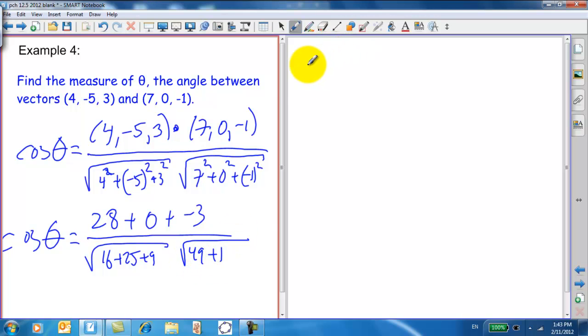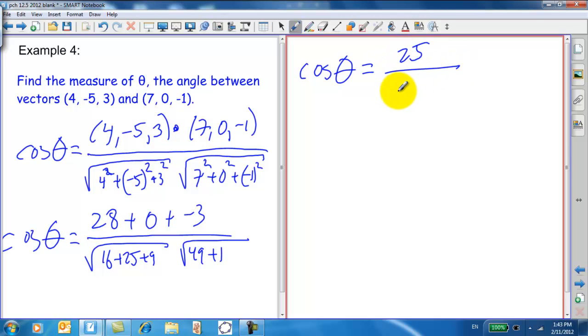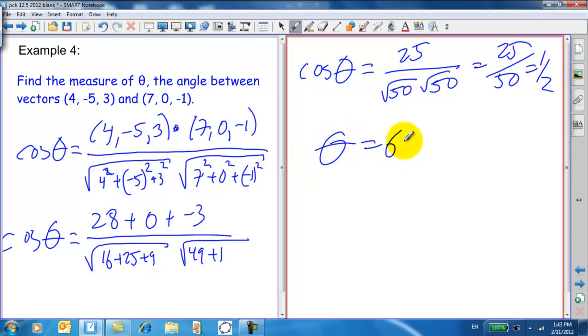So we're getting cosine theta equals 25 over the square root of 50, I believe, yep, times the square root of 50, which is conveniently 50. And so we get the cosine theta equals a half, and so that happens at 60 degrees. So our special angles. That's the angle between those two vectors in 3 space.